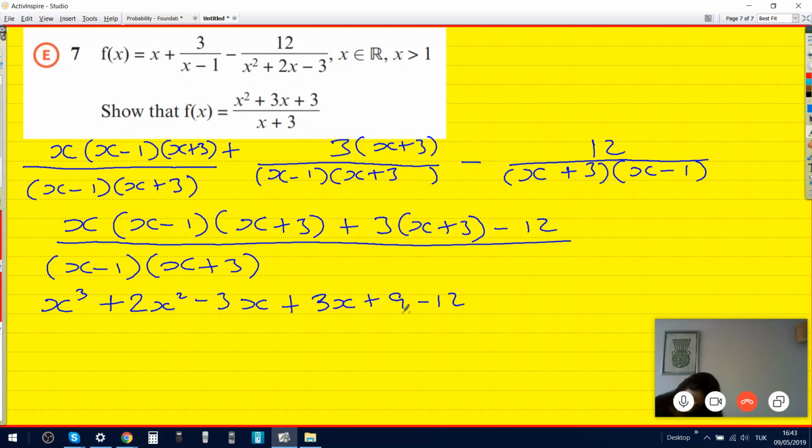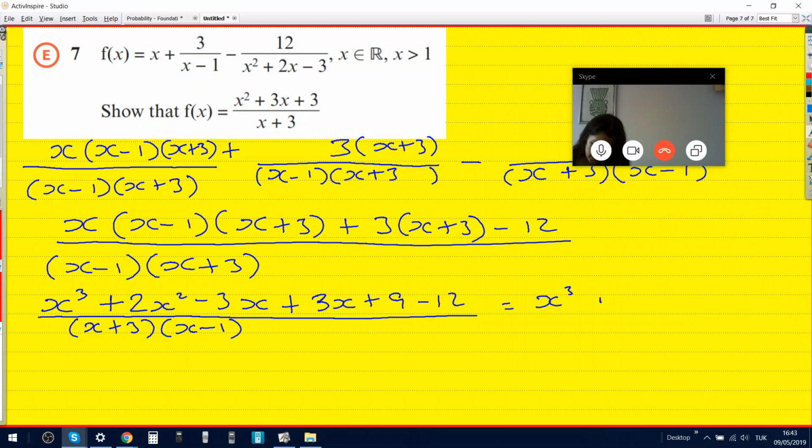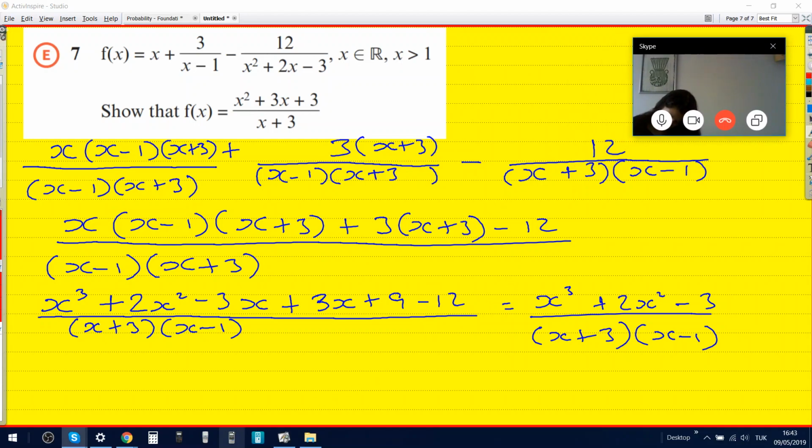So then we have an x cubed. And don't expand the denominator. No, I didn't. Okay. I'm just doing the top one. x cubed plus 2x squared minus 3x plus 3x gives you nothing. 9 minus 12 is minus 3. Over x plus 3, x minus 1.